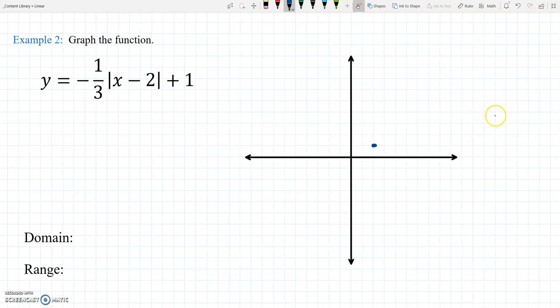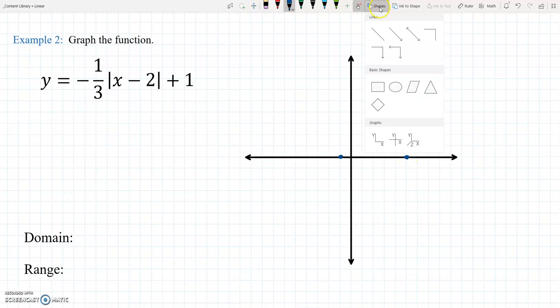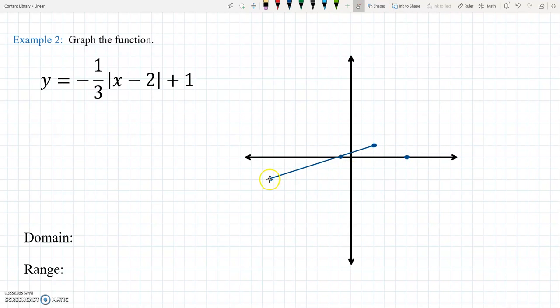So let's do this. One of them was at negative 1 on the x-axis. One of them was at 1, 2, 3, 4, 5 on the x-axis. And now I have enough points to draw really nice straight lines that go through these. All right, and that is it for graphing it. So now what I need to do is just do my domain and range.